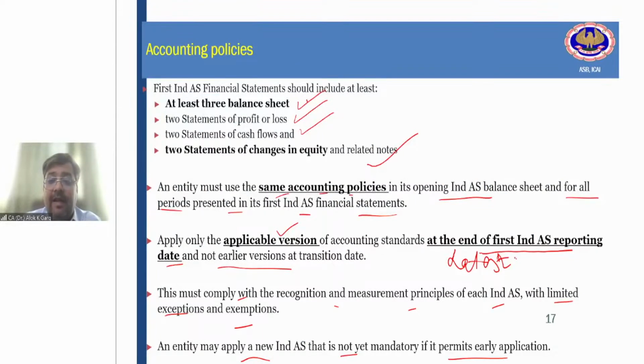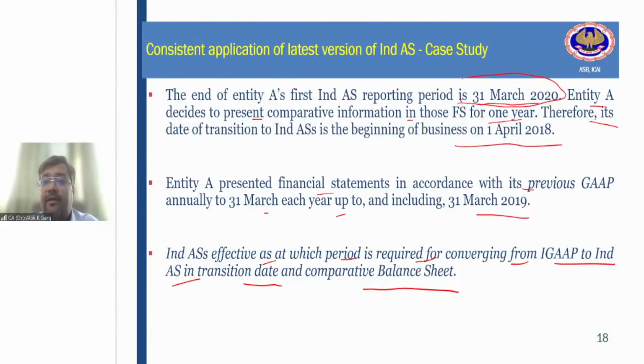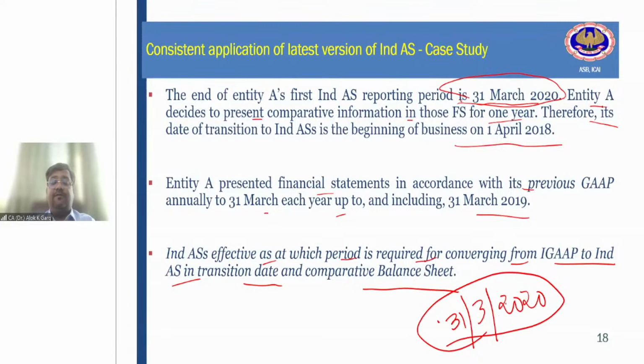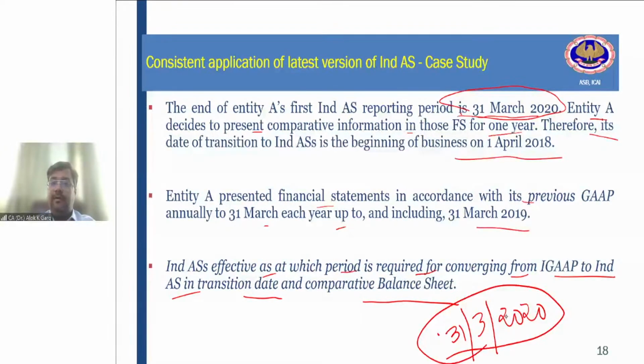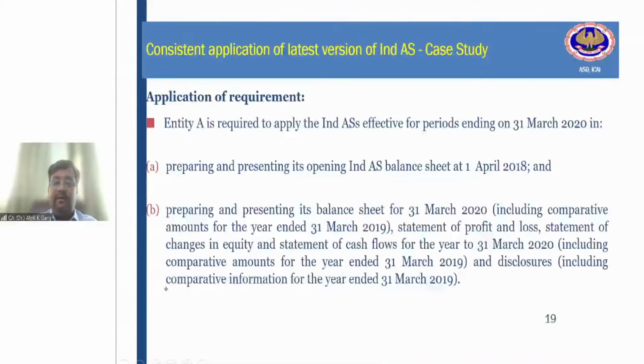See what is written. Latest. Apply only the applicable version of Ind AS at the end of first Ind AS reporting date. What is the first Ind AS reporting date? 31st March 20. Whatever Ind AS is applicable on 31st March 20, these Ind AS will be applied in all these periods of the first Ind AS financial statement, right? Okay. Yes, Sumit, you are right. Entity A is required to apply Ind AS effective for the period ending on 31st March 2020 in the transition date and the comparative financial statement.